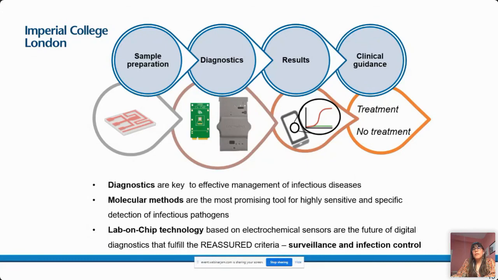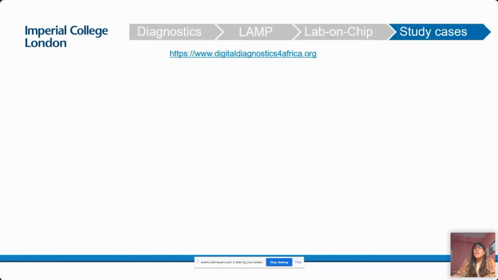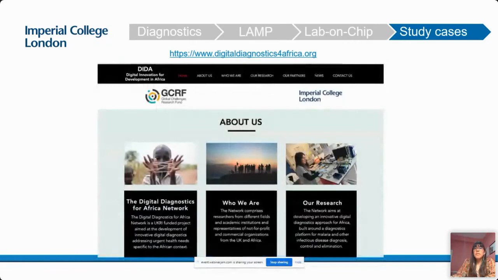Lab-on-chip technology in combination with LAMP will fulfill the REASSURED criteria, and they are the future of diagnostics for surveillance and infection control. They can also be repurposed for targeting the vector itself, as previously mentioned. And lastly, we are part of the Digital Diagnostics for Africa network, aiming at the development of diagnostics, and the network comprises researchers from different parts of the world and disciplines.